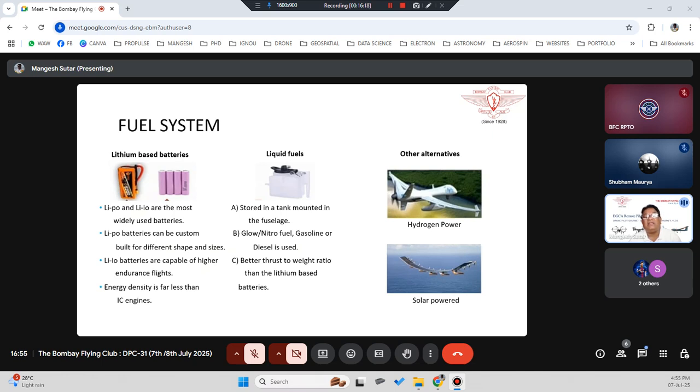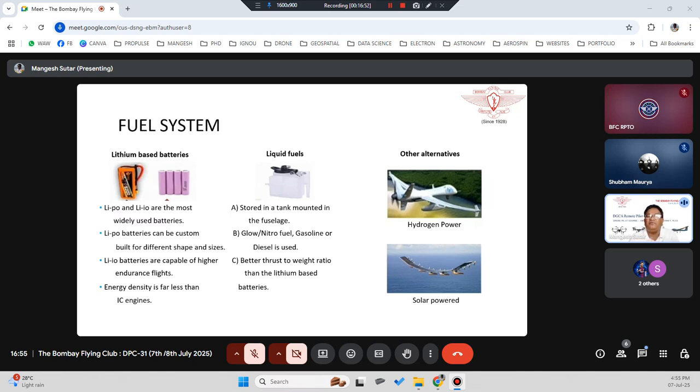Energy density is far less than IC engines still, because of the liquid fuel we use in normal IC engines, which can power drones for almost 2 hours, 4 hours, 8 hours, 12 hours, 24 hours maximum. I have seen IC engines flying up to 48 hours also. And you can keep on fueling it, like the B2 bomber you have seen, which can keep on flying as long as it is refueled in air itself. Same thing goes for these also.